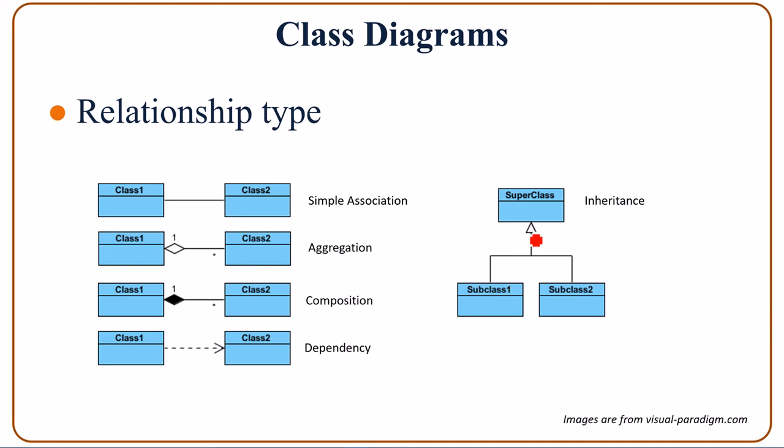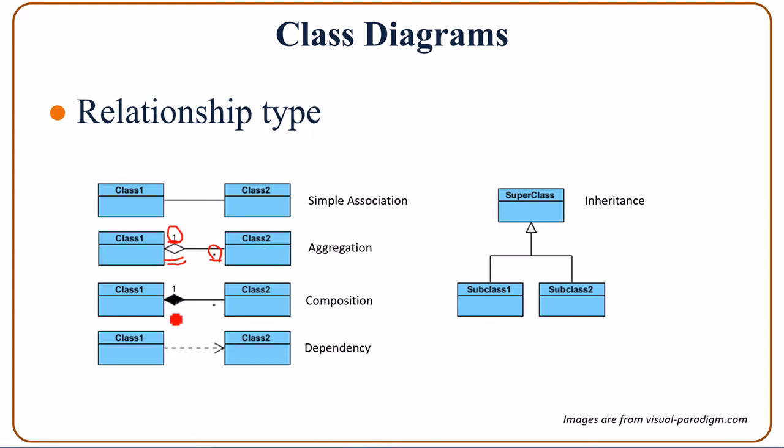Simple association is the simplest type, where we have the association between class 1 and class 2. Aggregation is where we have class 2 as part of class 1. The notation for multiplicity means that many instances of class 2 can be associated with one instance of class 1. The unfilled diamond means that if class 1 is destroyed, class 2 still lives. So they have separate lifetimes.